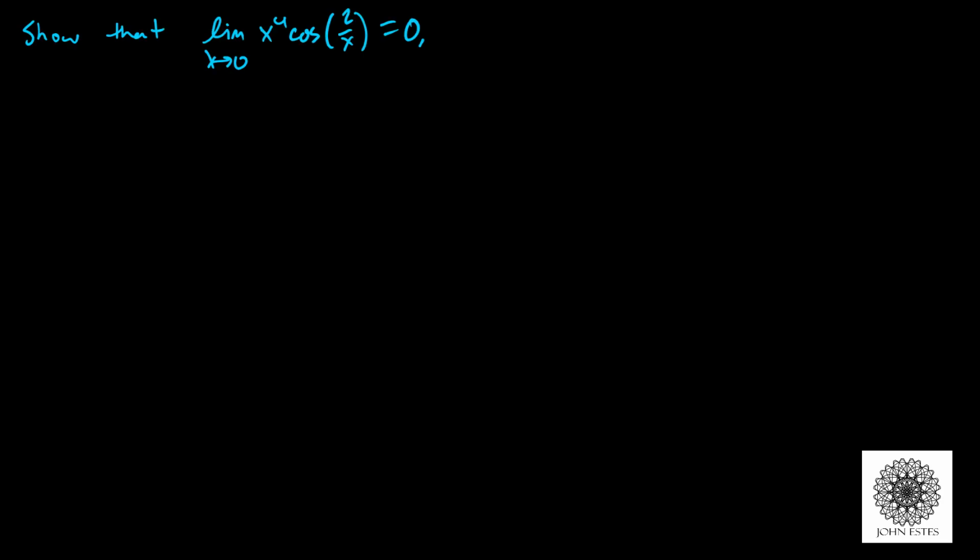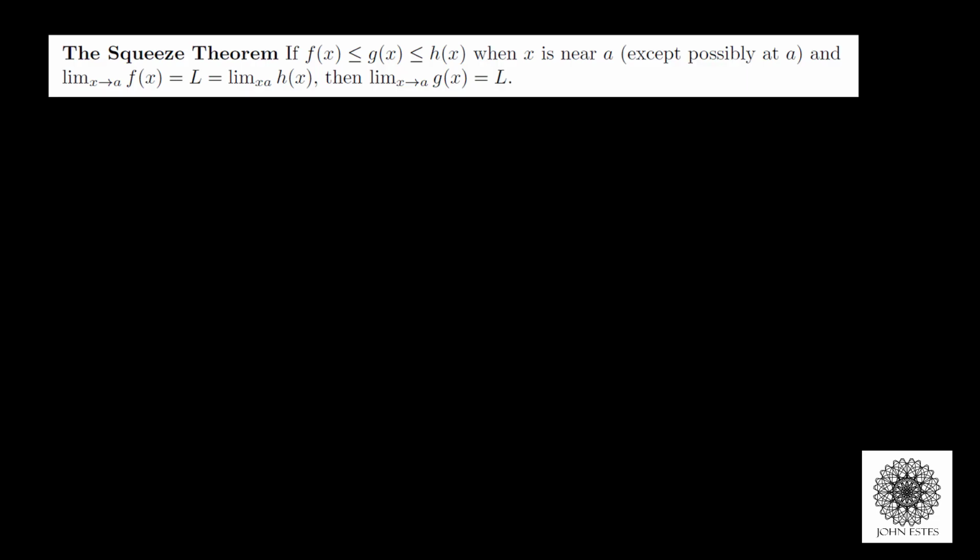I want to look at this example that says to show that the limit as x approaches 0 of x to the fourth cosine of 2 over x equals 0. And if I use my standard limit laws, this is actually a difficult problem. But if I make use of the Squeeze theorem, it actually becomes pretty easy.